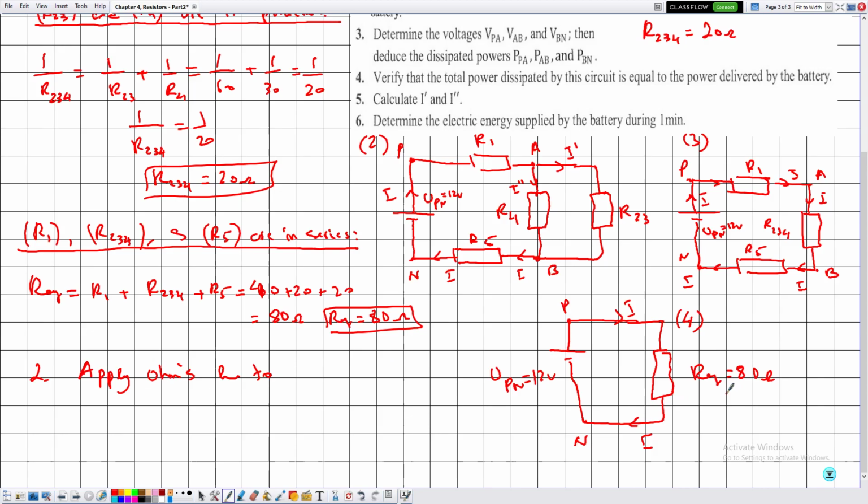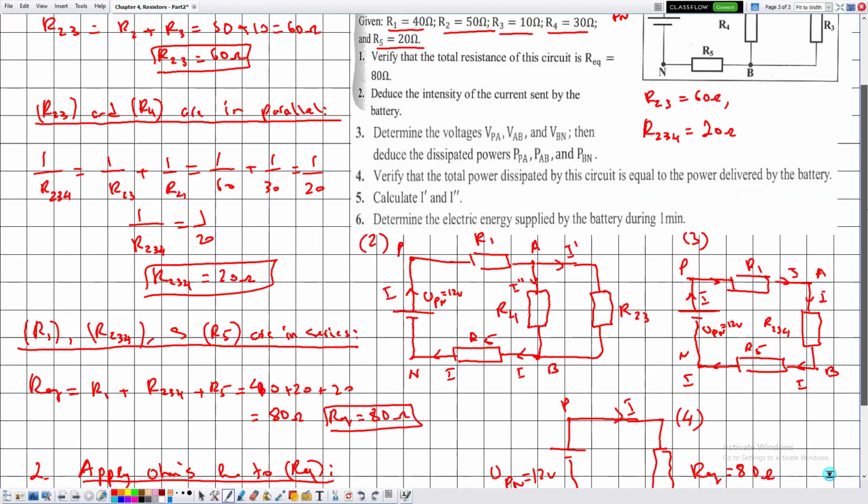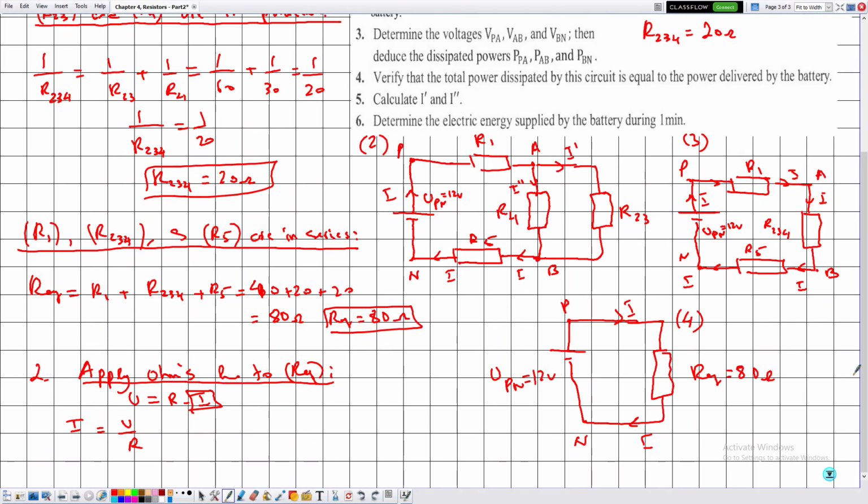So for once in this exercise we will apply Ohm's law, and by deduce it means that we need to use the previous circuit, which is the last one, the final one, which includes R equivalent. Then U is equal to R multiplied by I, knowing that you are interested in determining the value of I. Then I is equal to U divided by R. Since this is the only component in the circuit, it will take the applied voltage of the battery, UPN, over the equivalent resistance R equivalent, which is equal to 12 divided by 80. Now 12 divided by 80 is equal to 0.15 amperes. Then I is equal to 0.15 amperes.